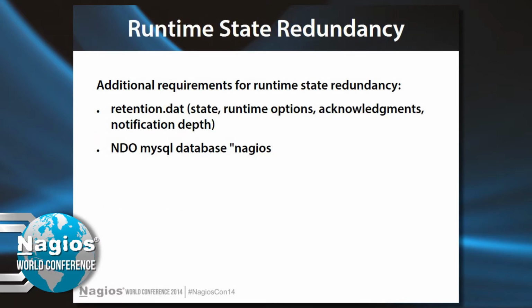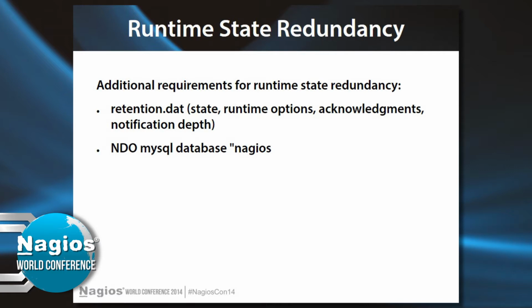Runtime state redundancy. This is one of the last few pieces until we get the historical data. Retention.dat is actually really important. That's where your comments sit. That's where the runtime options are. Acknowledgements, notification depth. These are important things to make sure that you're failing over cleanly. Retention.dat should travel with it. A lot of people that set up these types of failover situations replicate the entire Nagios directory. There are some caveats doing that. We'll get to that in just a bit.